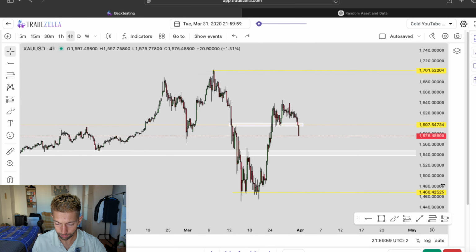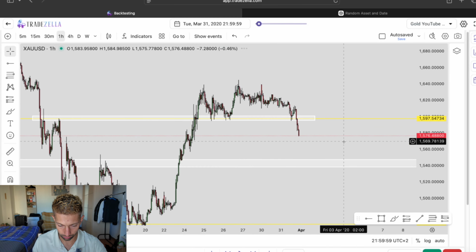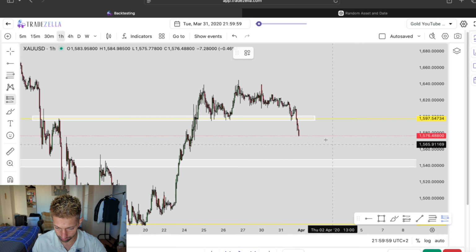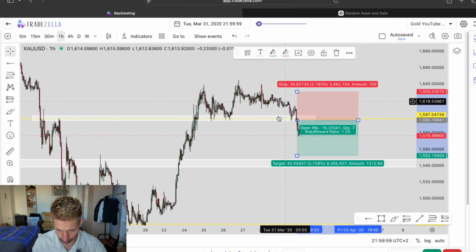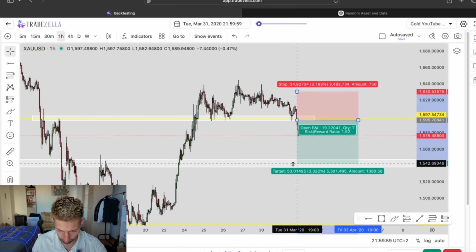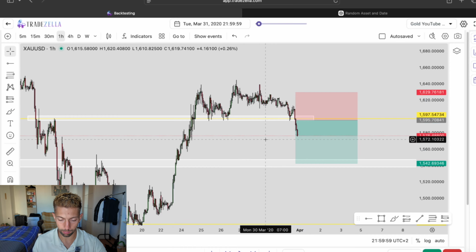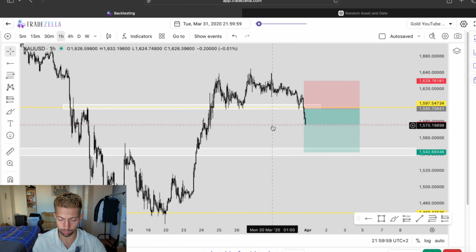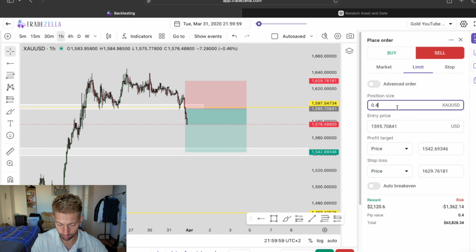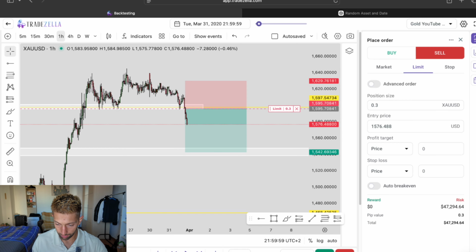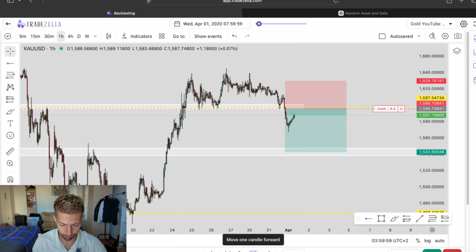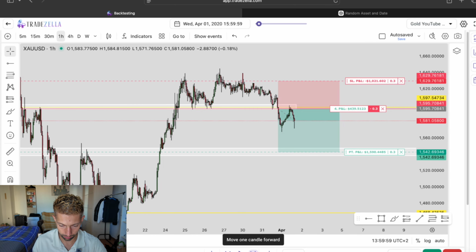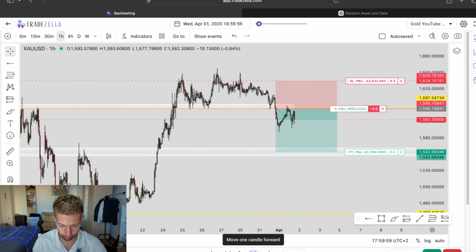So yeah, let me go on H1. Let me actually place myself with a sell limit right here. I would place my stop loss right here and TP. Yes, it's not like 1 to 2, but it's valid, so I'll do it. Risking 1k, and boom, let's see if we can get the pullback. Okay, we got the pullback, got nice reaction from the level.